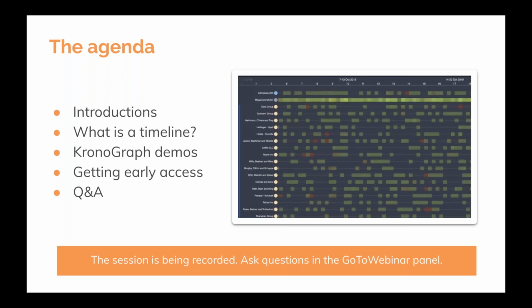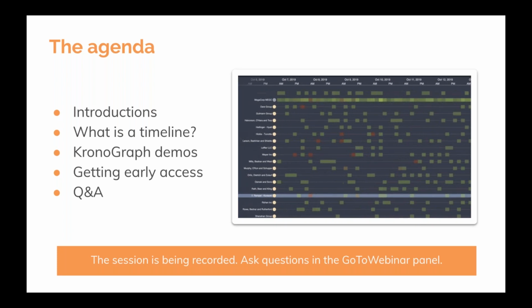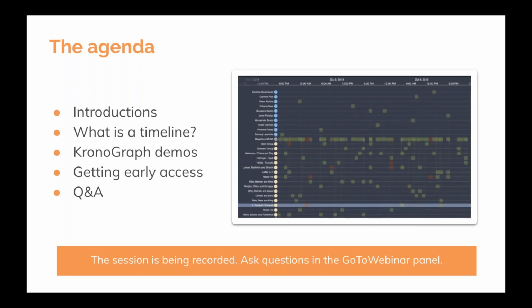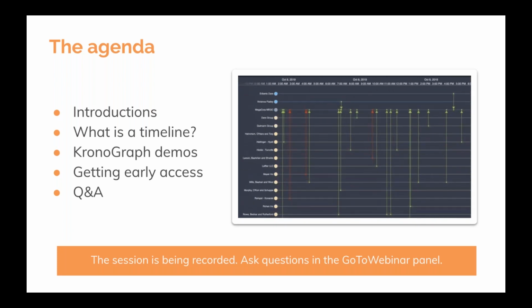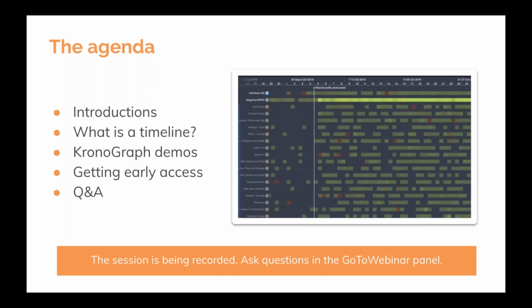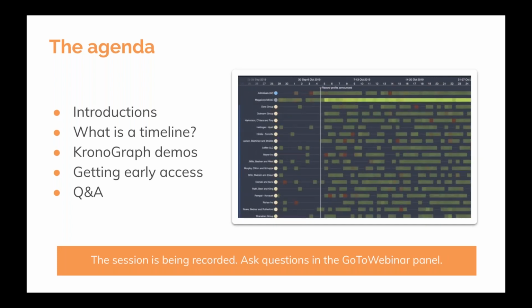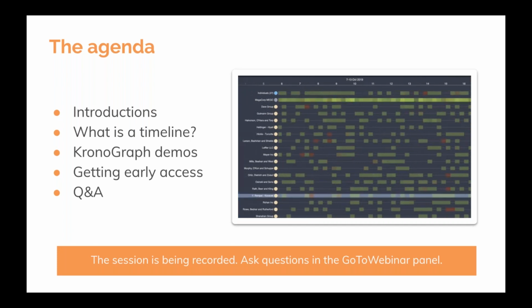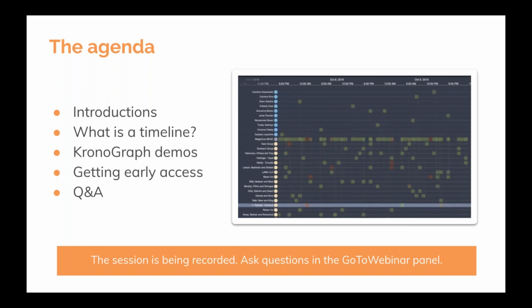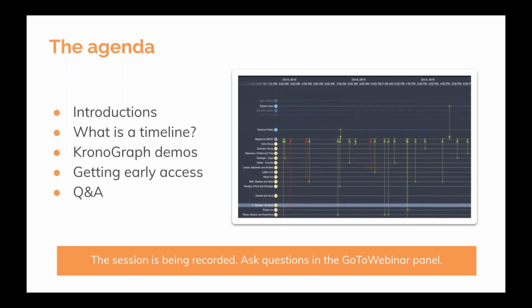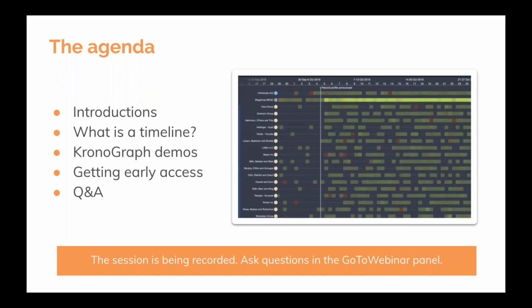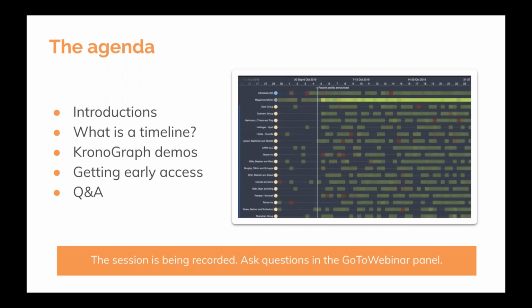So this is our agenda, but we've already talked about the introductions. You know who I am, you know who Dan is. I'm going to go through what a timeline is and why it's useful under certain circumstances, and why it's helpful to be a different view of graph data than your traditional link chart that you may already be familiar with. Then I'm going to pass that over to Dan, who's going to show you some examples of our tool Chronograph, which is a new visualization for looking at timelines.